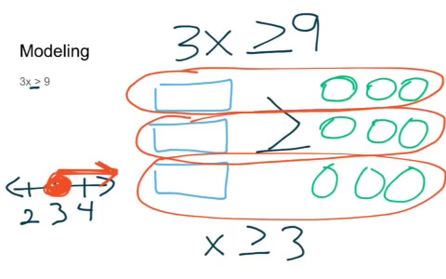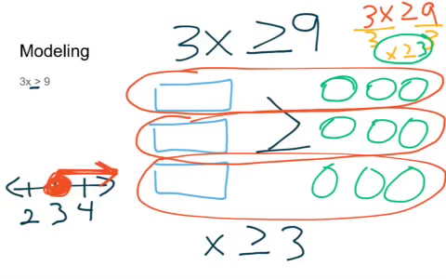Let me just do this real quick, just in case you weren't sure what we did there. Since it's a multiplication problem, since the variable is being multiplied by 3, we did the inverse of multiplying, which is to divide by 3 on both sides. 3 divided by 3 is 1, so x is greater than or equal to, and 9 divided by 3 is 3. So that's where we got our answer, x greater than or equal to 3.